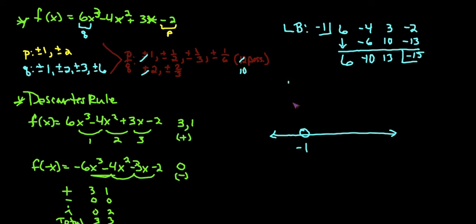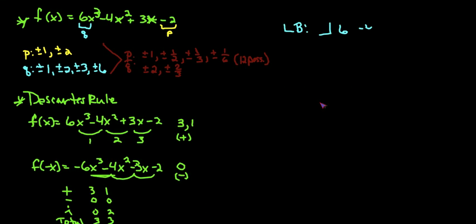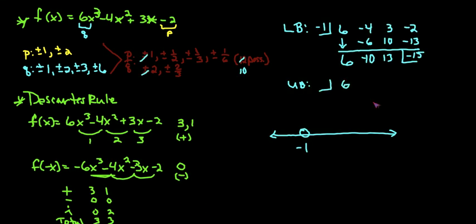Alright, for upper bound. Again, to get all positives on the bottom. And again, just to save a little time, I cheated and went through, but we're going to start with positives here. So we're going to put a 1. So 1 times 6 is 6. Add them up, I get 2. 1 times 2 is 2. Add them up, I get 5. 1 times 5 is 5. Add them up, I get 3.